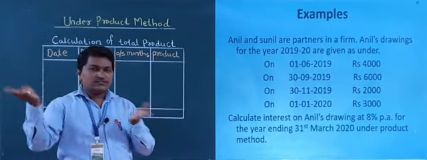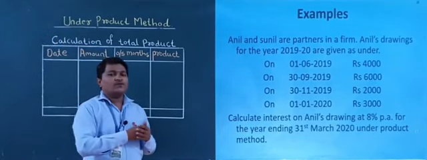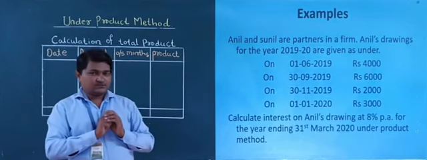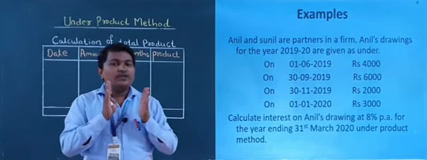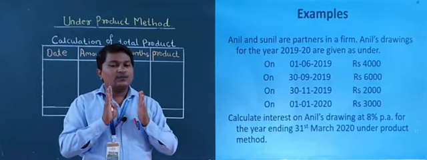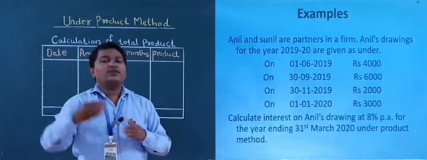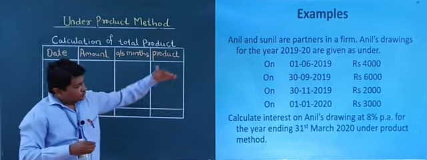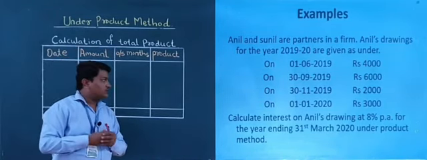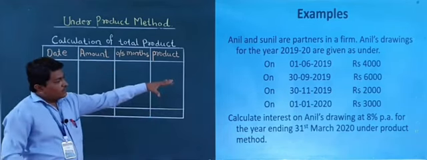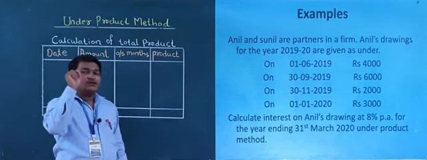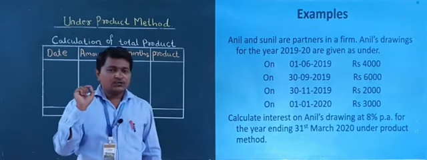12, that we also take from the formula. But they have not given the total product, right? So first of all we need to calculate total product, and later we calculate interest on drawing. Now let's start the solution for this question. Please concentrate here. Before we calculate interest on drawing, first of all we need to calculate total product.